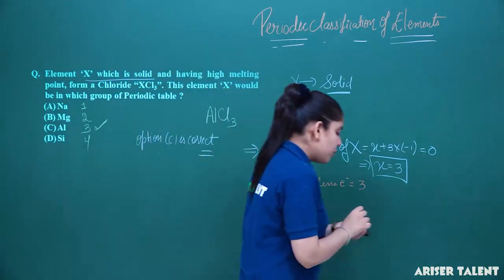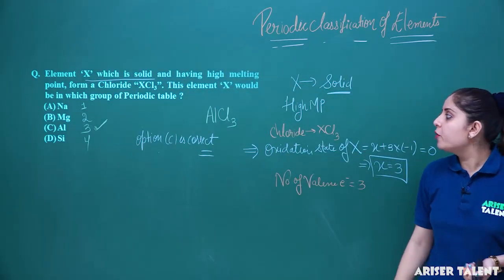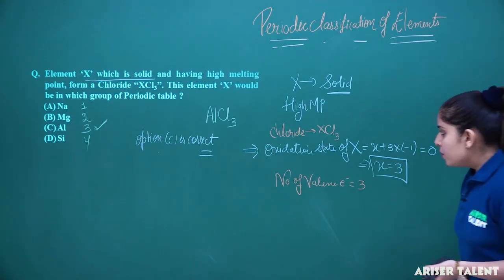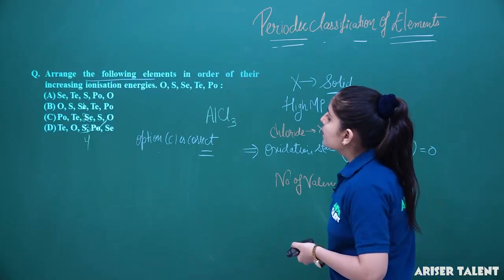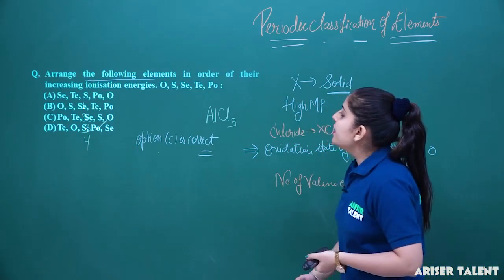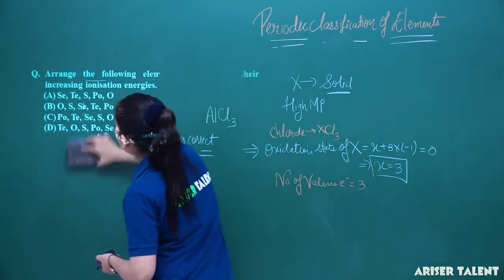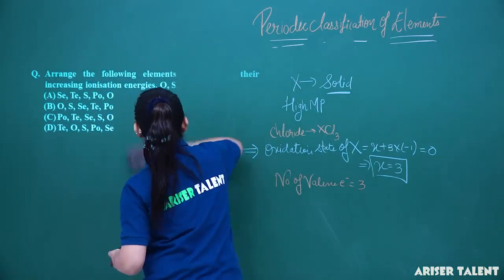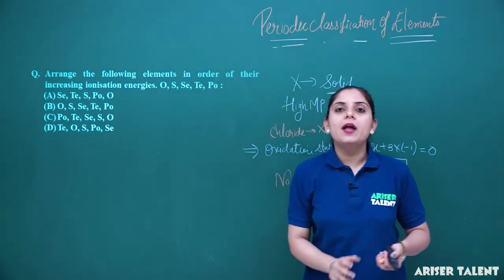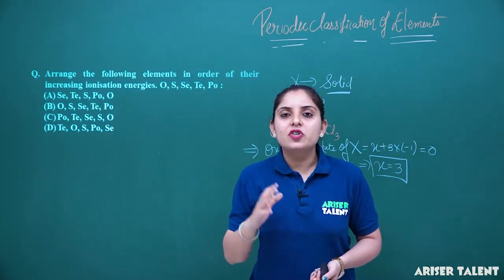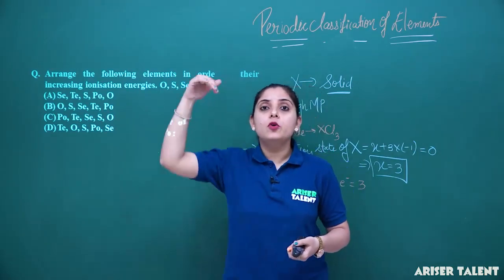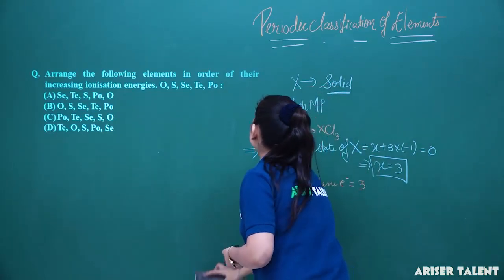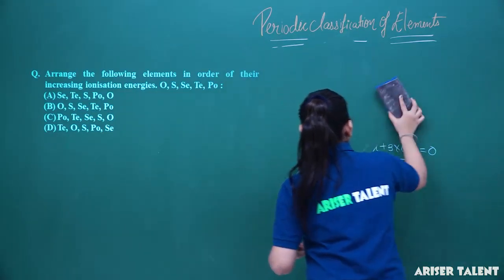So this will be the solution for our problem number 2. Let's copy it from here. Now proceeding to the next question, we have: arrange the following elements in the order of their increasing ionization energies. Once again I am repeating, as we move from left to right in the periodic table, ionization energy increases, but if I am going from top to bottom, the ionization energy is going to decrease. So let's have a look at this question.